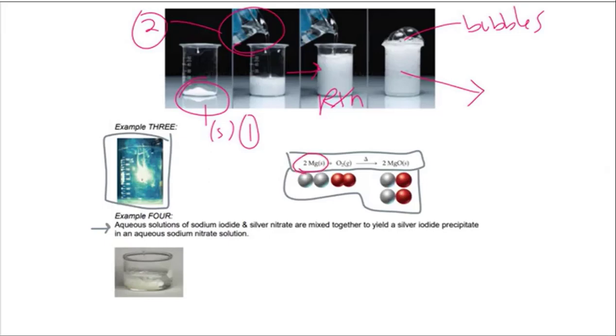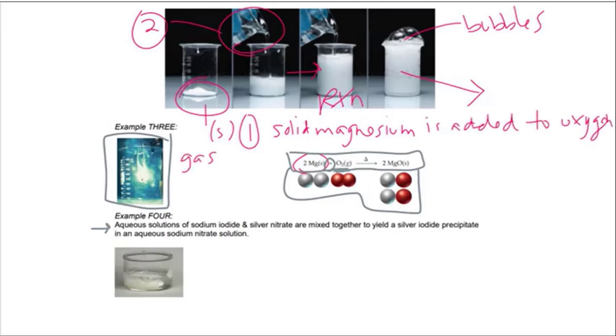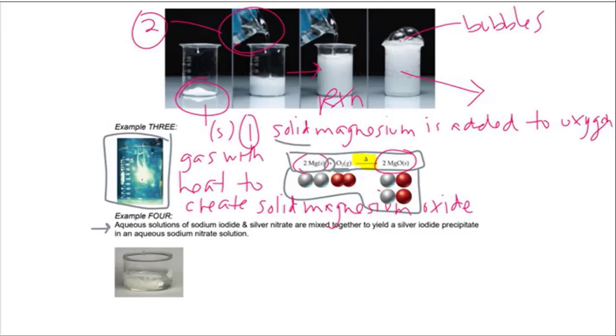And then this tells me that I have solid magnesium. And it tells me that this plus is here, and so that means it's added to oxygen gas. And then there's this arrow with the triangle on it, so that means heat was added to create solid magnesium oxide. All right, so we've got solid magnesium, that's the first one, added to oxygen gas with heat to create, that's our arrow, solid magnesium oxide.